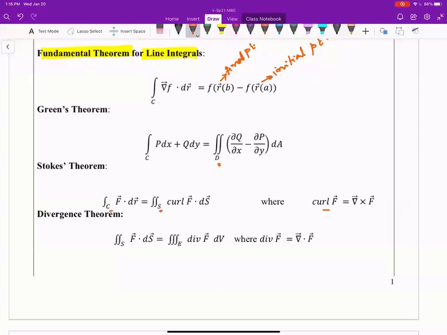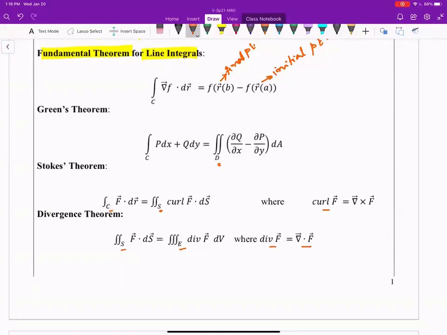The divergence theorem, which is the theorem that we are seeing in this section, says the double integral over S of F dot dS, which is the surface integral, is the triple integral over E of div F dV. What is the connection between E and S? E is the solid region and S is the bounding surface of the solid E. What is div F? Del dot F, the divergence of the vector field F.